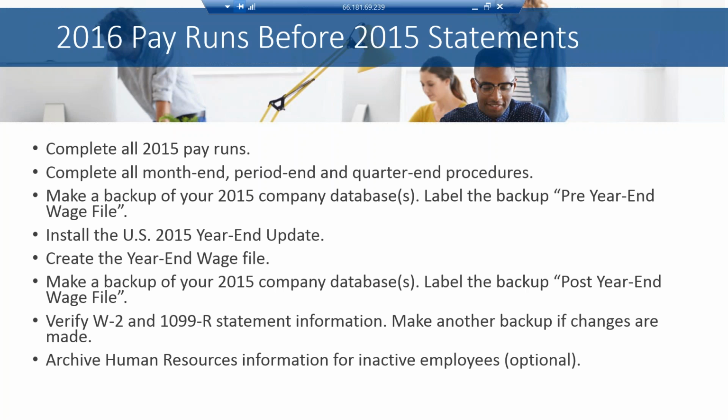In this case, we're going to complete all the 2015 pay runs. Again, we're going to complete all the month-end, period-end, and quarter-end procedures. We're going to make a backup of our 2015 company database and label it the pre-year-end wage file. We're going to install the 2015 year-end update, and again, this happens before you create the year-end wage file. It is really important to have the year-end update loaded before you create the year-end wage file. We're going to make another backup and verify our W-2 and 1099 information. Then our next step is to optionally archive our HR information for inactive employees.